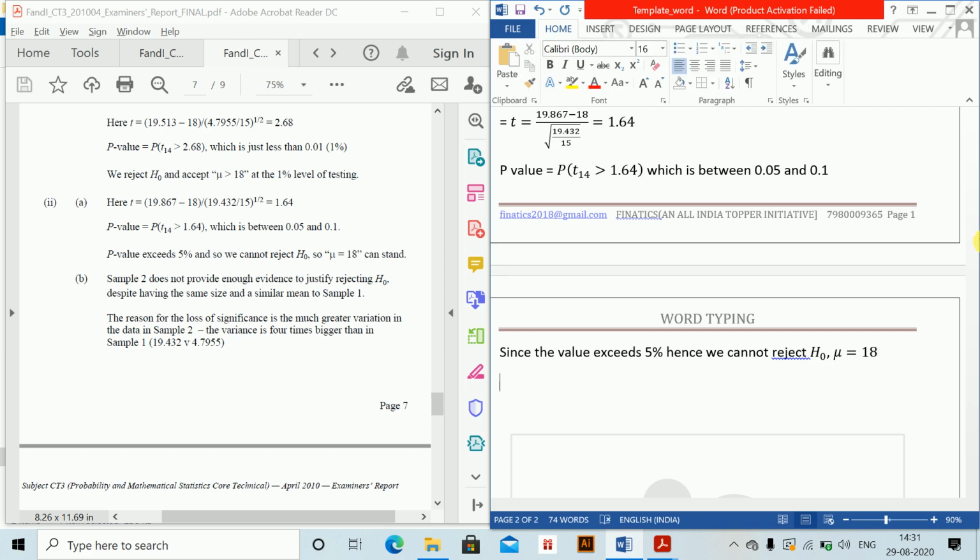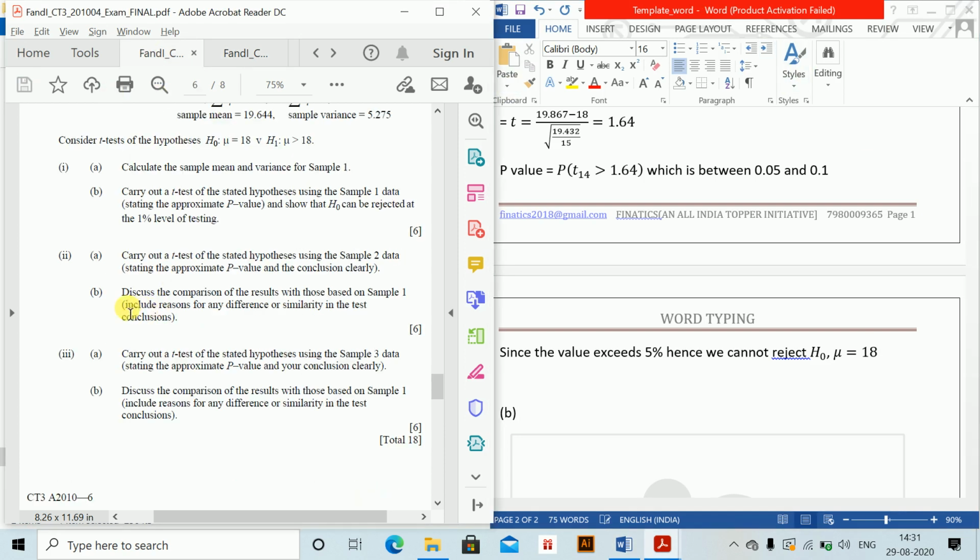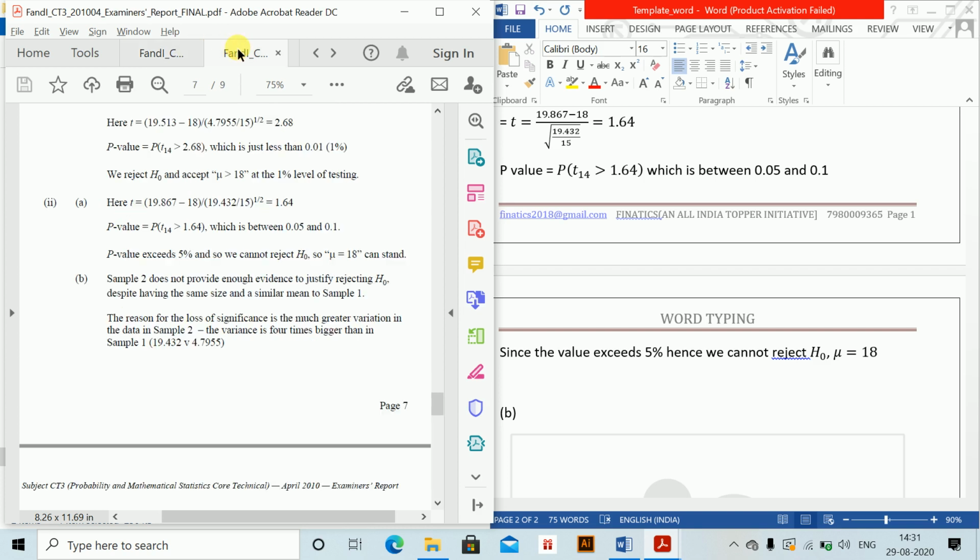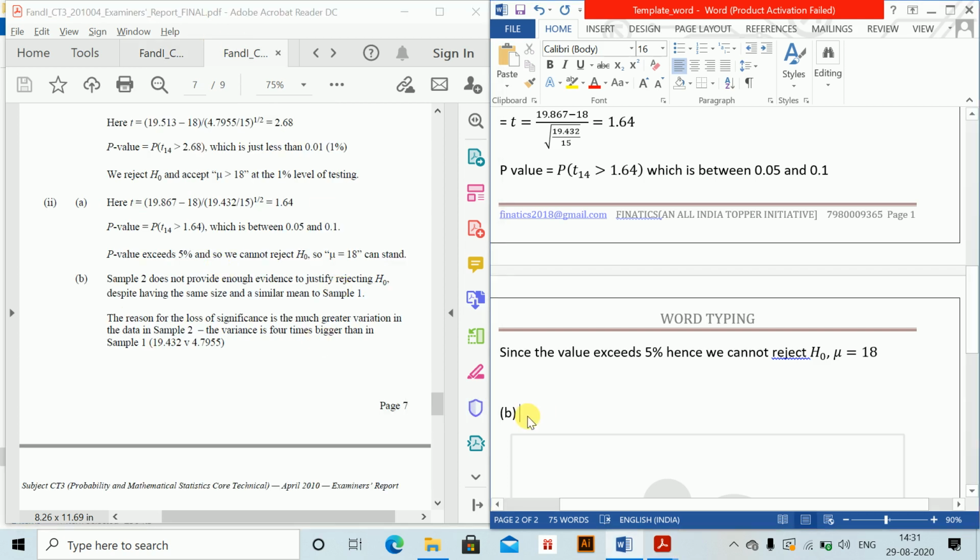Okay, next part B. Part B is just a comment part, I think. Discuss the comparison of results with those based on sample 1, accounting for any difference or similarity in the test and the conclusions. So they have said that sample 2 does not provide enough evidence to reject H0.